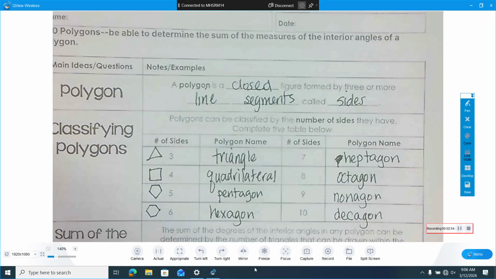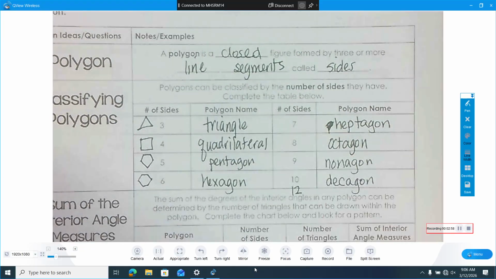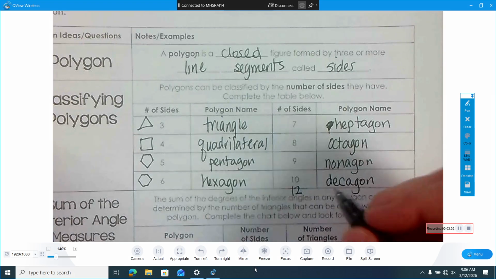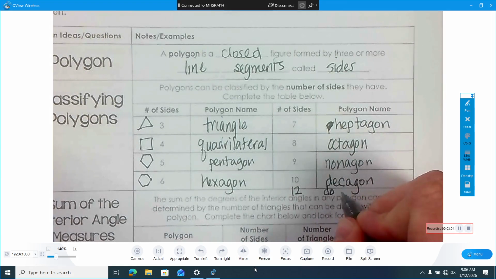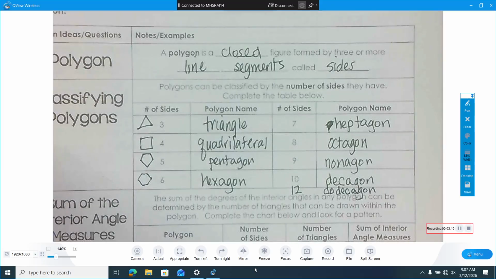And there's one more that comes up in Delta Math. It's a 12-sided polygon, and it is a dodecagon. Do as in 2 and dec as in 10. So 2 and 10 sides. Okay. So dodecagon is a 12-sided polygon.